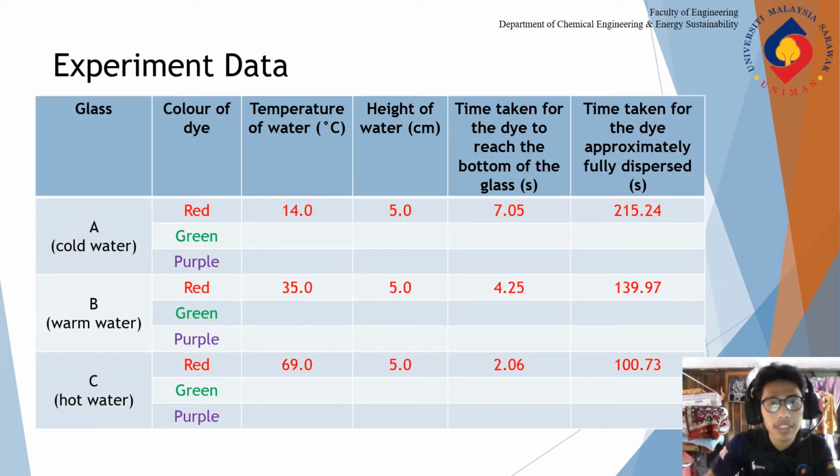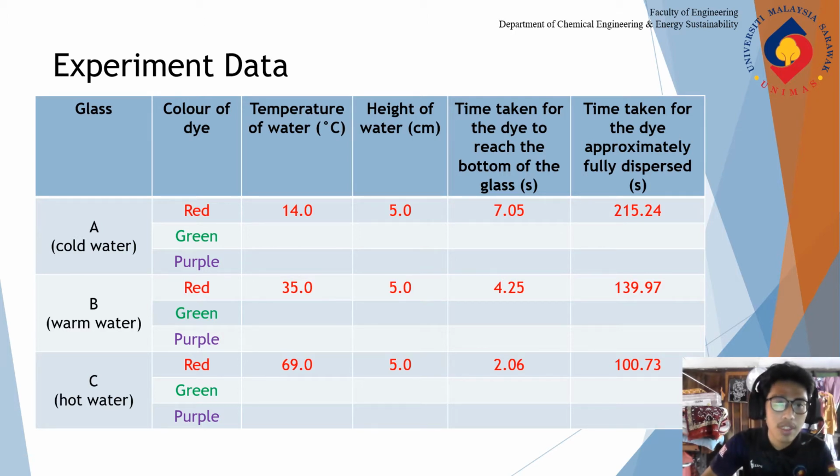Experiment data for red dye. For glass A, which is in cool water, the temperature of water is 14.0 degrees Celsius. The height of water is 5 cm, and the time taken for the red dye to reach the bottom of the glass is 7.05 seconds. And lastly, the time taken for the dye to approximately fully disperse in the water is 215.24 seconds.